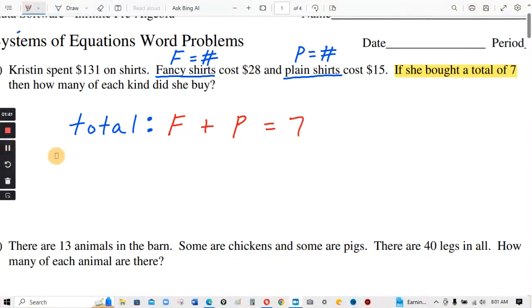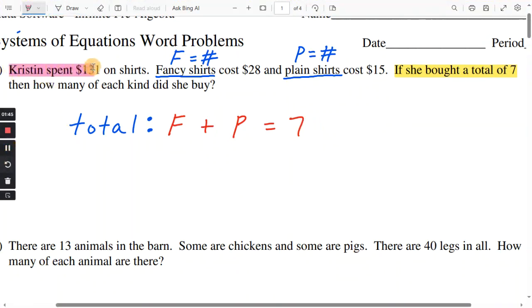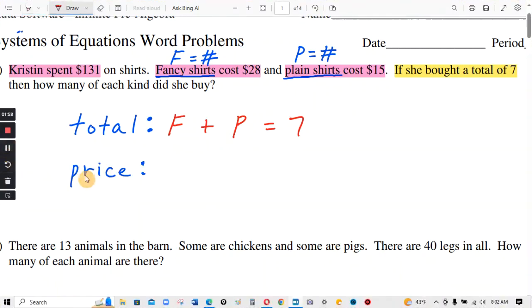Now, for the price of the shirts, she spent a total of $131. The fancy shirts were $28, and the plain shirts were $15. So I want you to try to write an equation based on the price. Please try that. If F is the number of fancy shirts and they each cost $28, the total amount paid for the fancy shirts is going to be 28 times F.